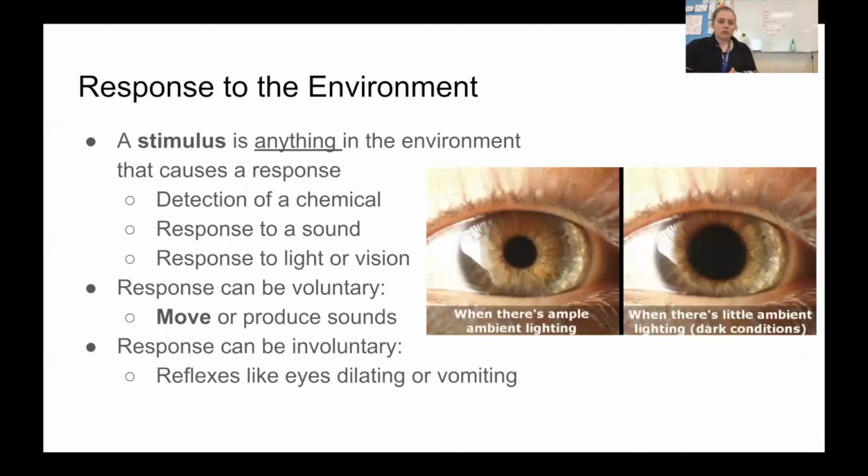All organisms respond to their environment. A stimulus is anything that causes a response. It is not the response itself. So detection of a chemical, I don't know about you, I smell bacon in the morning. I'm going to get up and I'm going to follow my nose to find that bacon. So that is a stimulus. It caused a reaction in me.